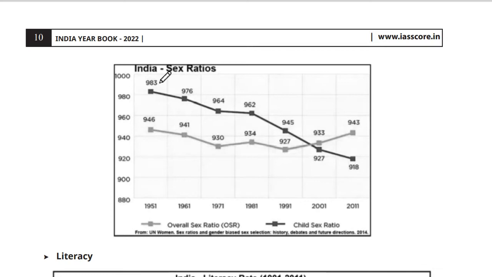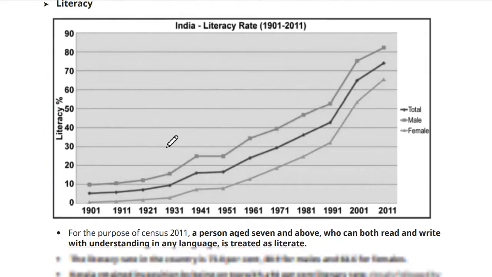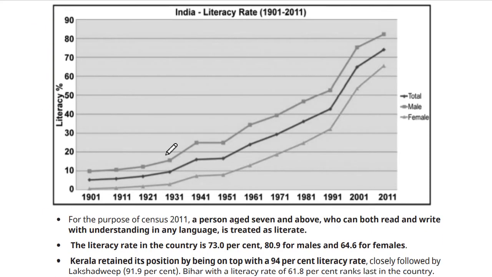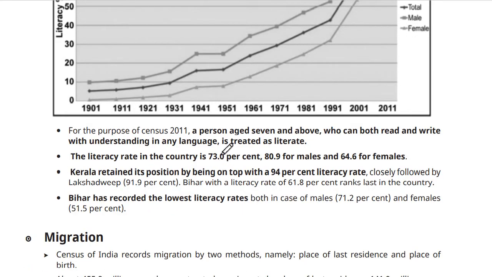This is the graph where you can see the decline of child sex ratio, and the overall sex ratio fluctuating from 1951 to 2011. Literacy. Literacy has been increasing consistently from 1901 to 2011. For the purpose of Census 2011, a person aged 7 and above who can both read and write with understanding in any language is treated as literate.